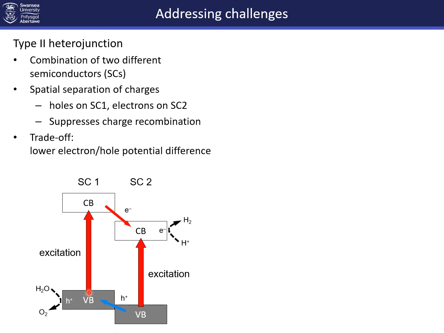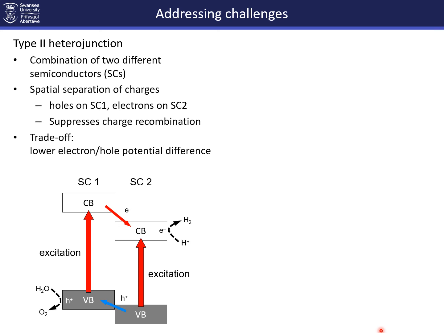If you excite both of these semiconductors, you get charges from the valence band into the conduction band on both sides. But because of the band alignment, electrons in the higher lying conduction band will drop down to the lower lying conduction band, and electrons from the higher valence band will drop down to the lower valence band, which in turn means that holes from the lower valence band will go up to a higher valence band. So overall, what happens is the holes will accumulate in the valence band of semiconductor 1, and the electrons will accumulate in the conduction band of semiconductor 2. So you are spatially separating the two charge carriers, which then prevents recombination.